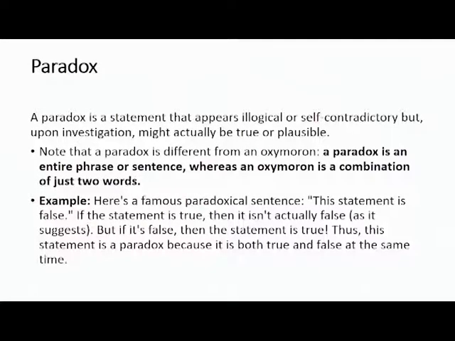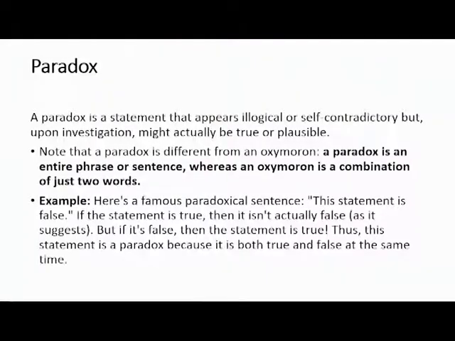And then we have a paradox, which is a statement that appears illogical or self-contradictory, but upon investigation may actually be true or plausible. Note that a paradox is different from an oxymoron. A paradox is an entire phrase or sentence, whereas an oxymoron is a combination of just two words. So the difference between a paradox and an oxymoron is this. When it comes to a paradox, it is an entire phrase or sentence, while an oxymoron is just two words that are combined.